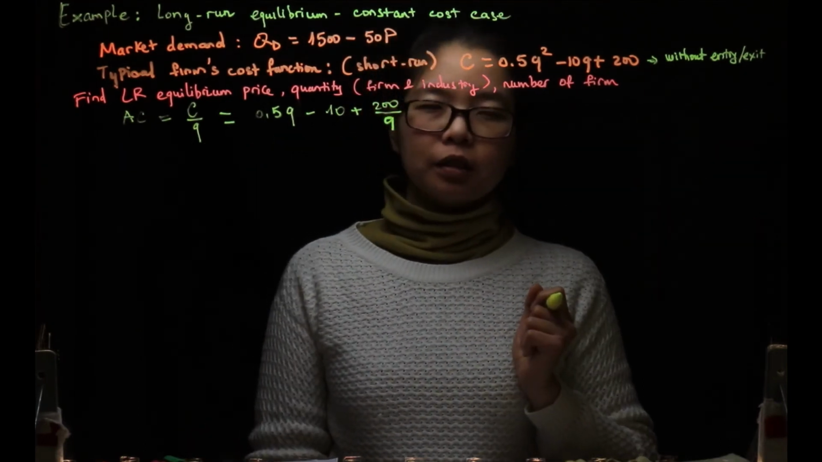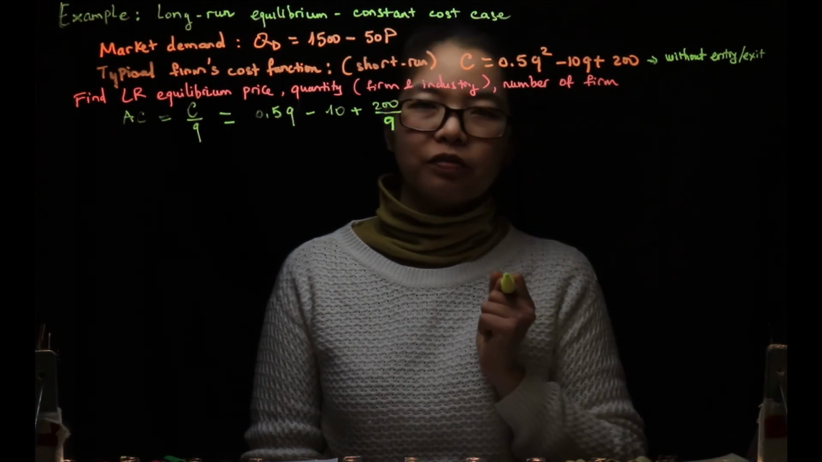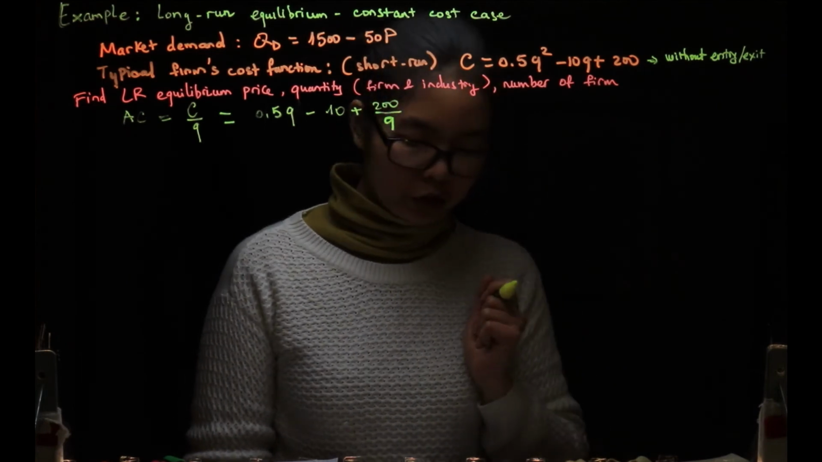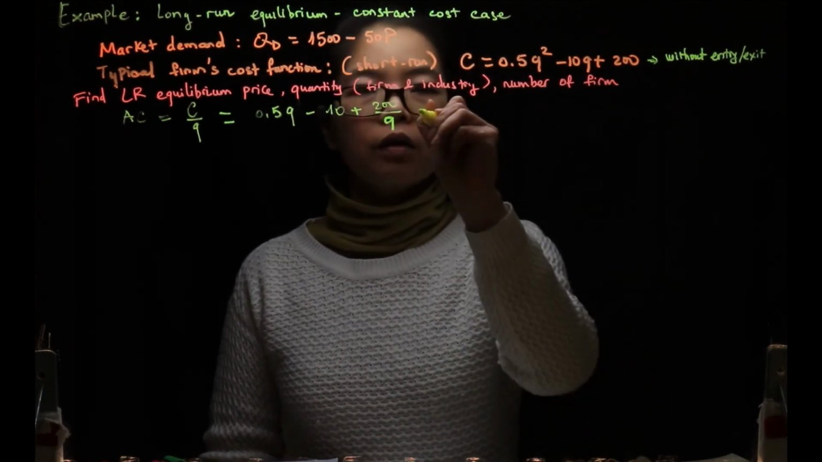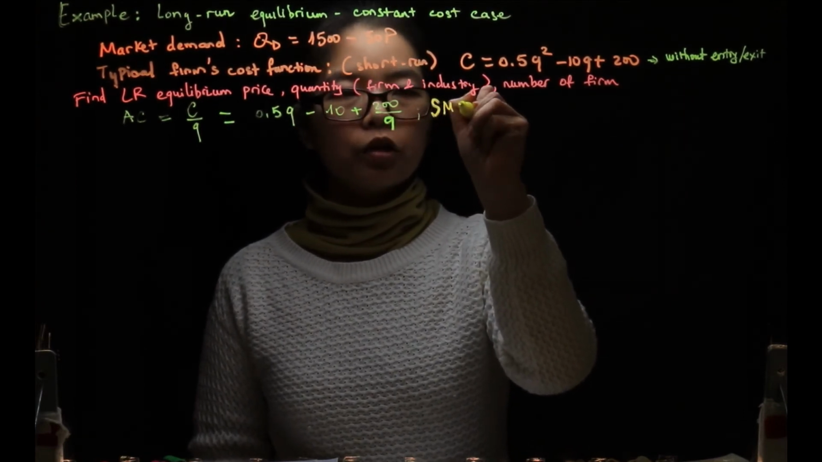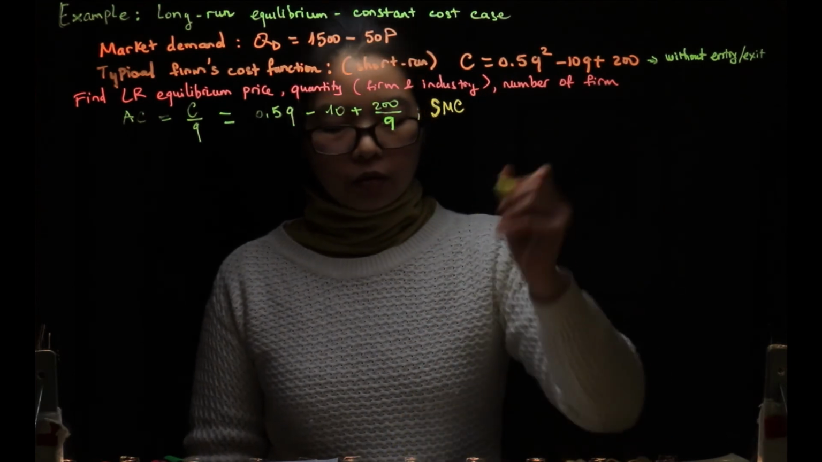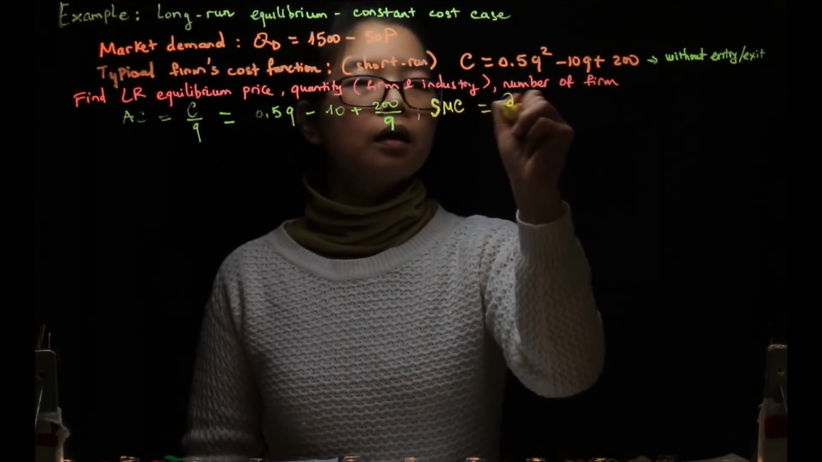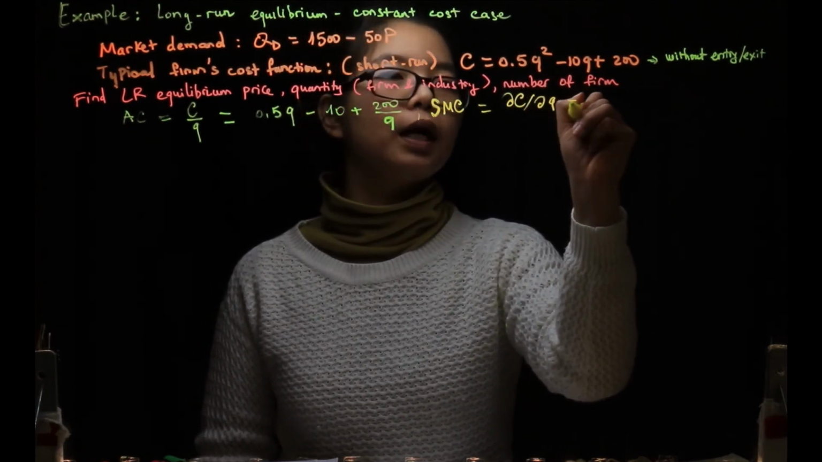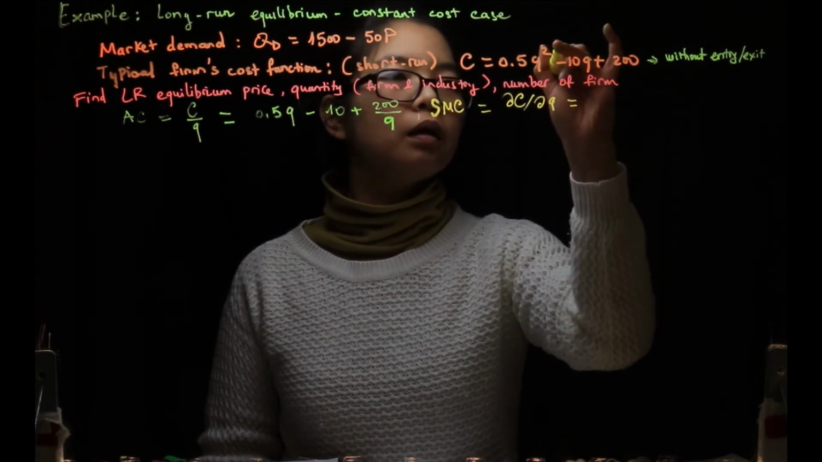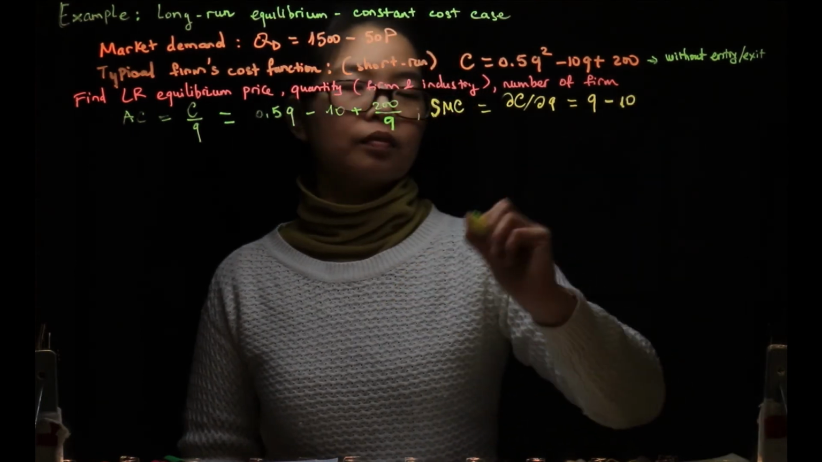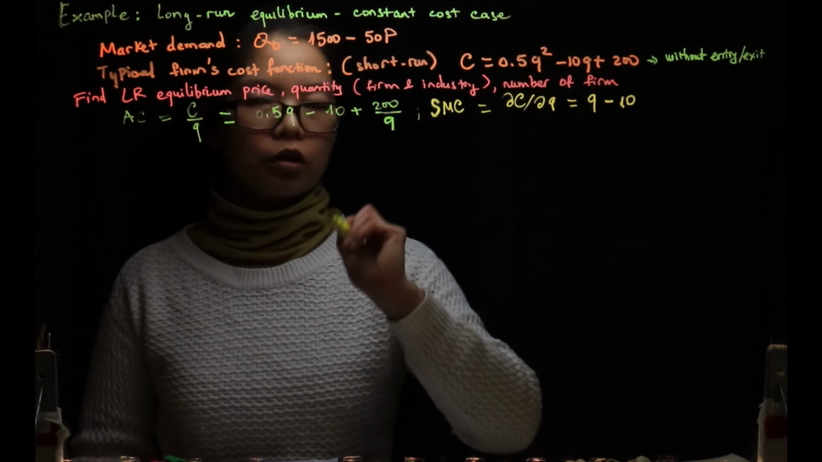The next step is to see what happens when demand shifts, like on our slide. But for that we would need a few things, so let's derive them first. The first thing is the short run marginal cost curve. That will be the derivative of C with respect to Q, right? So that would be 2 times 0.5 Q minus 10. That is the short run marginal cost.